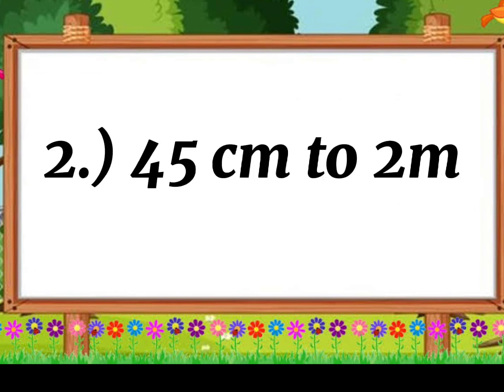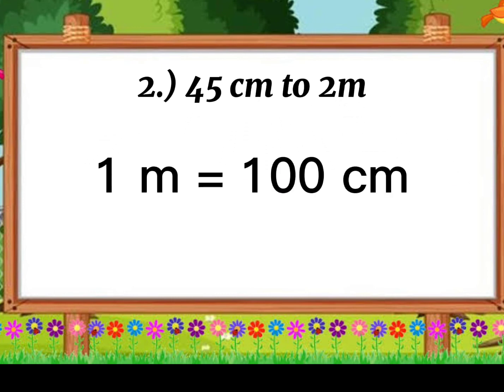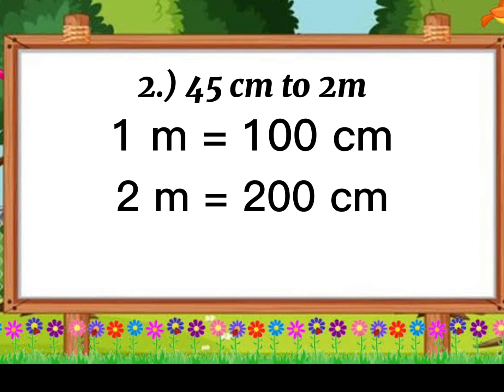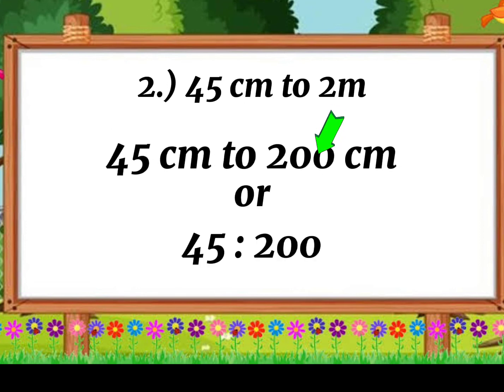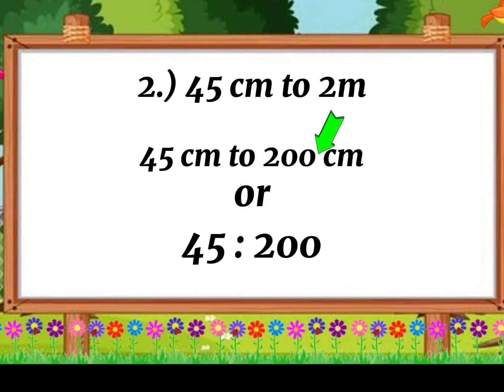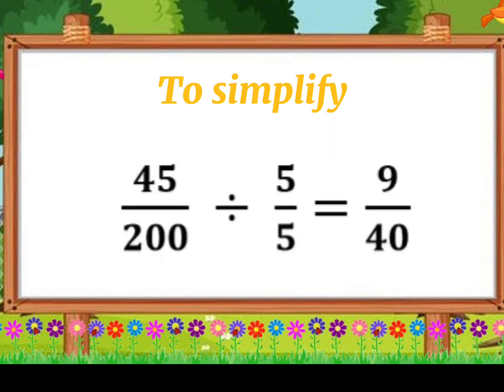Number 2, 45 centimeters to 2 meters. Gawin muna nating pareho ang kanilang units. In 1 meter, that is equivalent to 100 centimeters. Ibig sabihin, in 2 meters ay mayroon tayong 200 centimeters. Then, our ratio will be 45 centimeters to 200 centimeters. Kapag ito ay ating isi-simplify, ang 45 at 200 ay pwede nating i-divide sa 5. Kaya naman, ang ating makukuhang sagot ay 9:40.